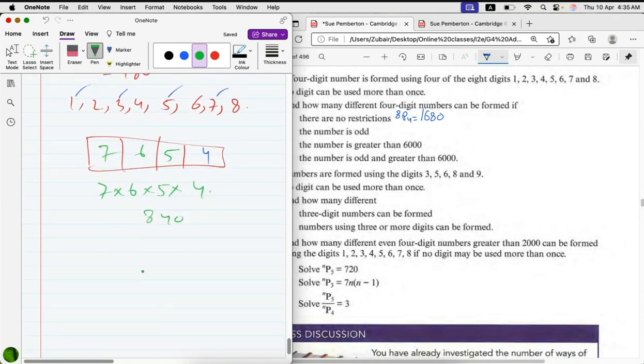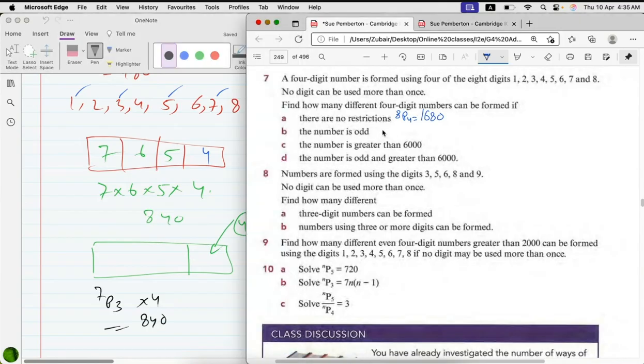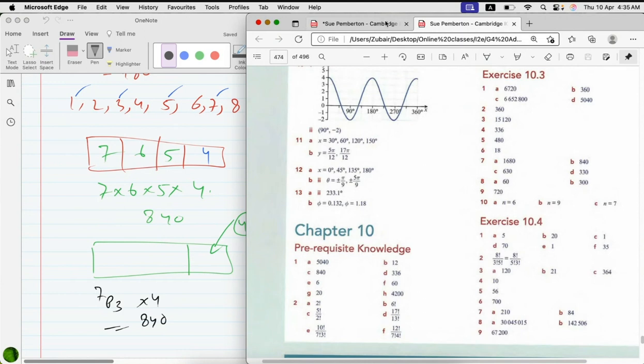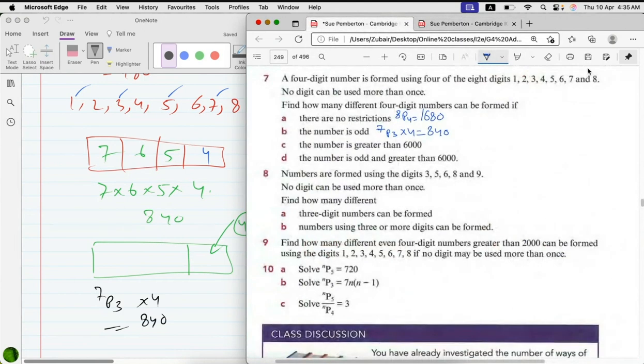This is method 1, or our thinking process could have been that we just have four options for the last one, and out of the remaining 7 we can choose any 3. So 7P3 into 4 is again 840. Try C part. The number is greater than 6000.